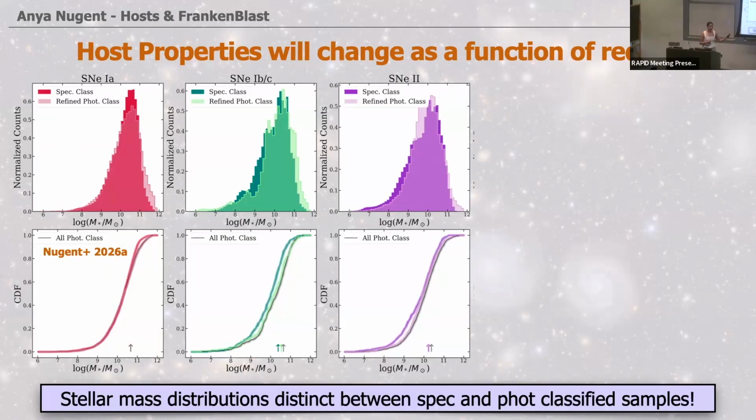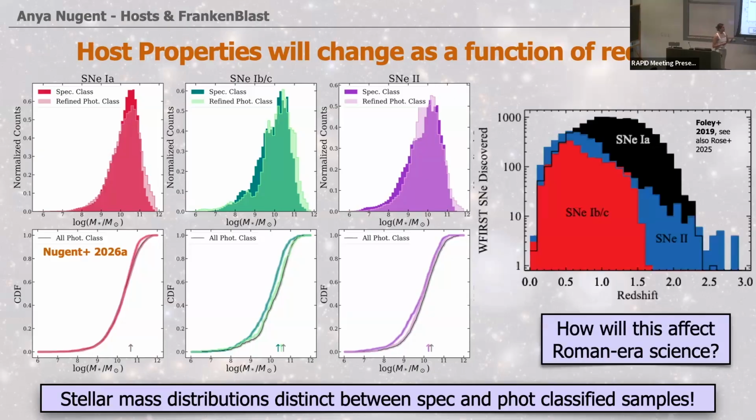And so I do think that host properties are going to be really important for us to use in the era of Rubin and Roman, but something that I really want us to be aware of is that these populations are going to be existing at much higher redshifts, so we have to be smart about how we're using the host properties in that time.